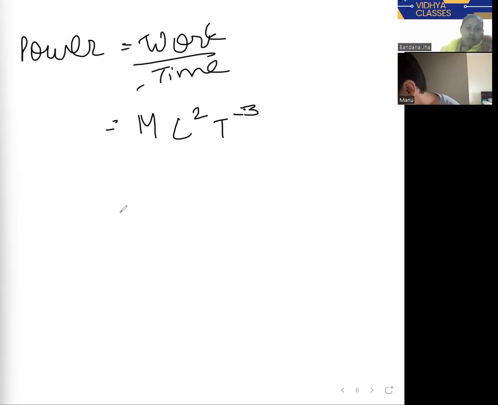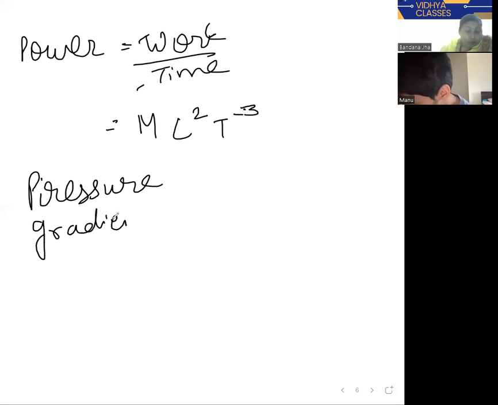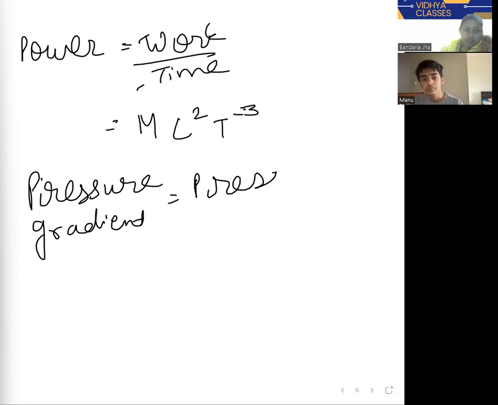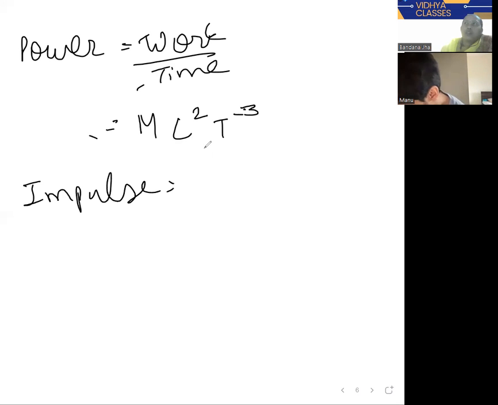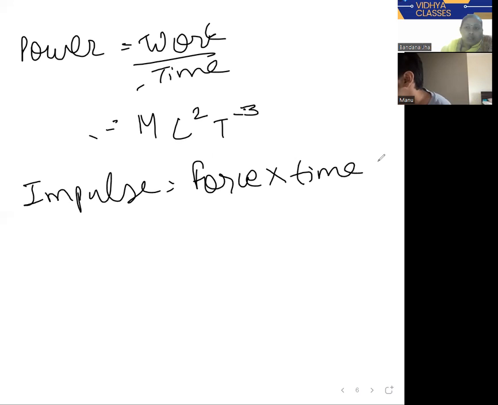I can do it. Find out the potential. This formula is for pressure gradient. This thing you have not studied. Pressure gradient is not in your syllabus, but I'm giving it to you for practice. Pressure also you don't know. Impulse, you can do it. Impulse is equal to force into time. Now find out. Force into time. Okay. This is the formula.